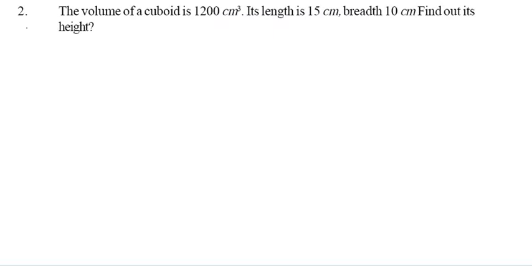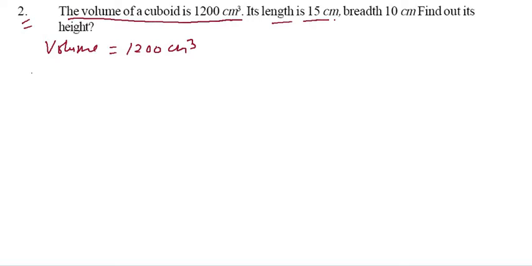Now come to the second question. The volume of a cuboid is 1200 centimeter cube. So you can write volume is equal to 1200 centimeter cube. Length is 15 centimeters. So you can write here length is equal to 15 centimeter. And breadth is also 10 meters. So B is equal to 10 meters. So find out its height.